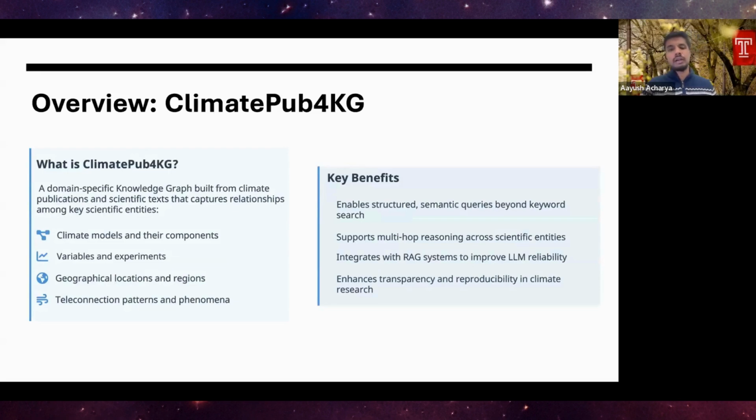Where do we come in? Our project, ClimatePub4KG, is a domain-specific knowledge graph, and the domain is specifically climate publications, climate models, their components, the variables and experiments they are used to perform, geographical locations and regions they affect, teleconnection patterns and phenomena, what these climate models capture.